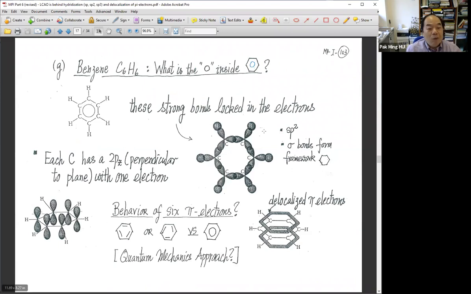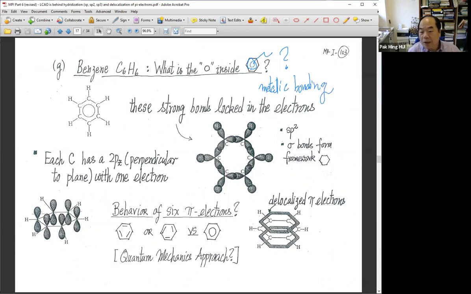Now we sidetrack to something else to understand what is the circle. I mean, what is this thing? In the benzene molecule. Now, this is related to metallic bonding, metals. So it is an important concept around.